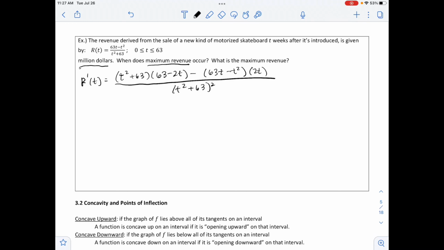From here, I'm going to simplify this by multiplying out my first two terms and then subtracting and distributing that other set.